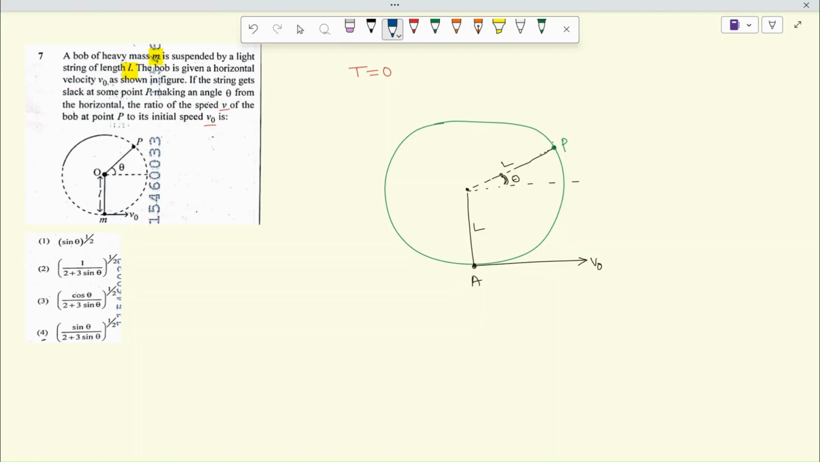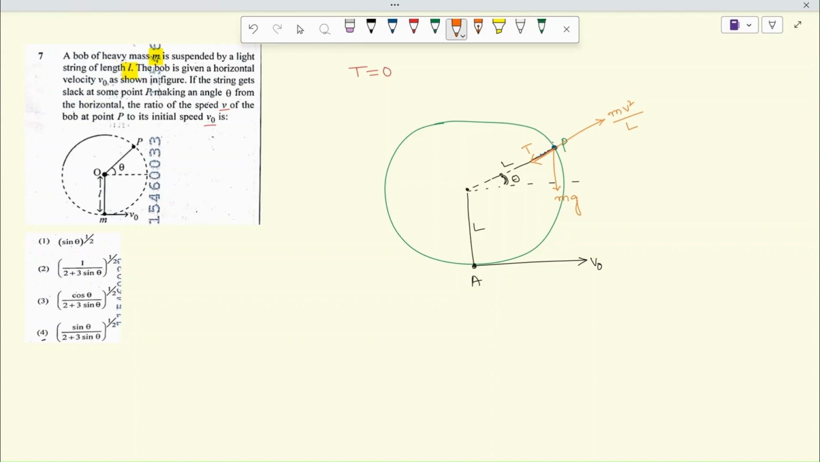Observe now, at point P, there are three forces acting. One, along the radius inwards, tension. Another, outwards, centrifugal force mv square by radius L. And downwards, its weight. So these are the three forces.